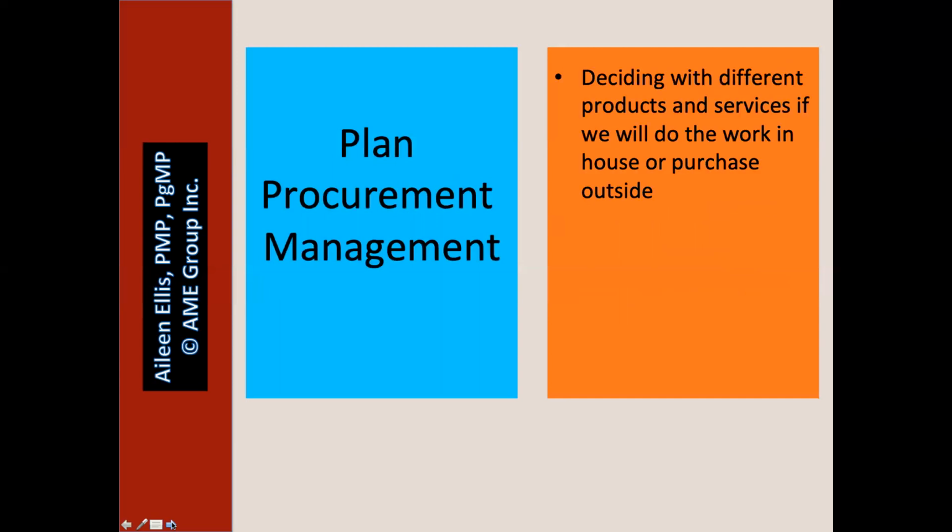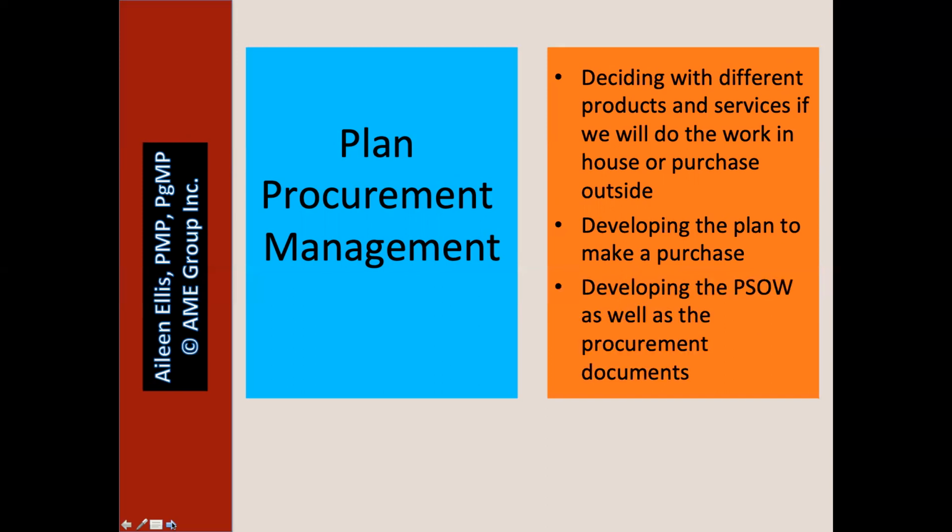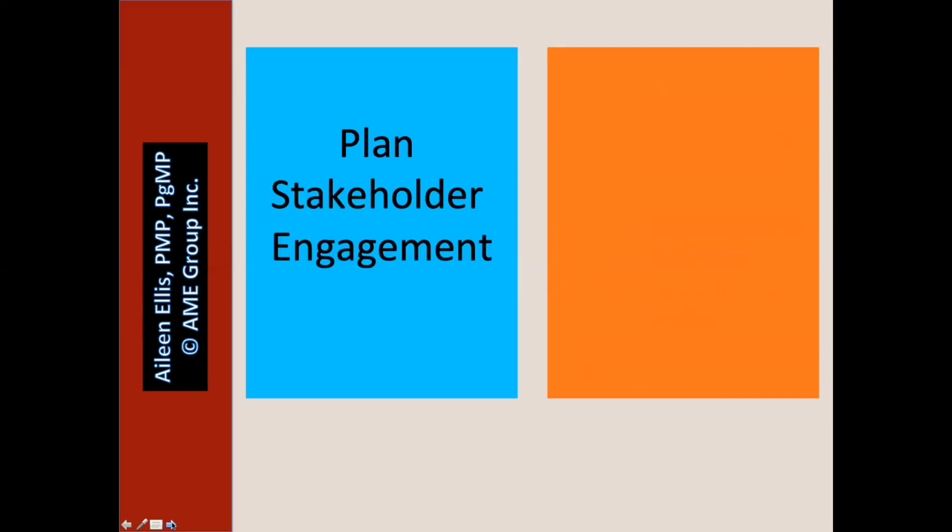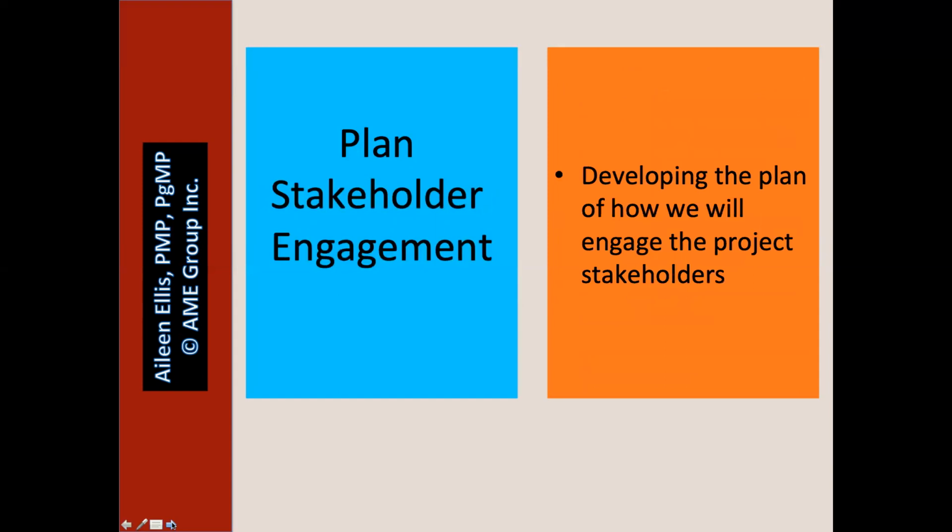Plan procurement management, deciding with different products and services if we will do the work in-house or purchase outside or use contractors. Developing the plan to make a purchase or bring on contractors. Developing the procurement statement of work as well as the procurement documents, such as a request for proposal or invitation for bid. Plan stakeholder engagement, developing the plan of how we will engage the project stakeholders.